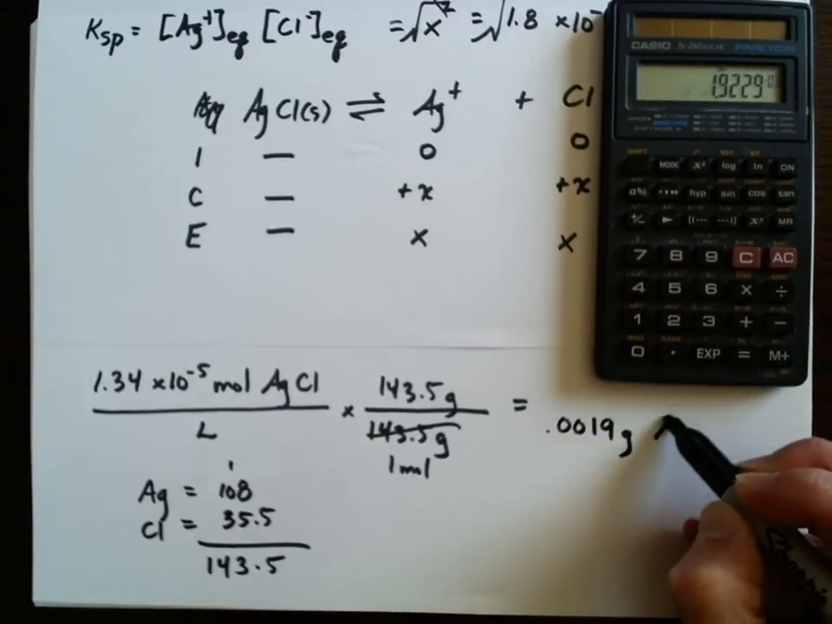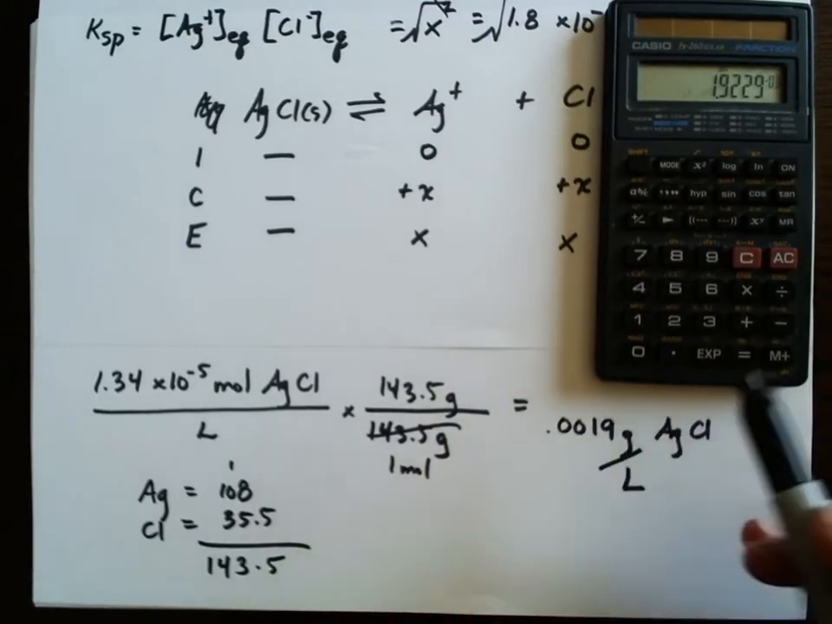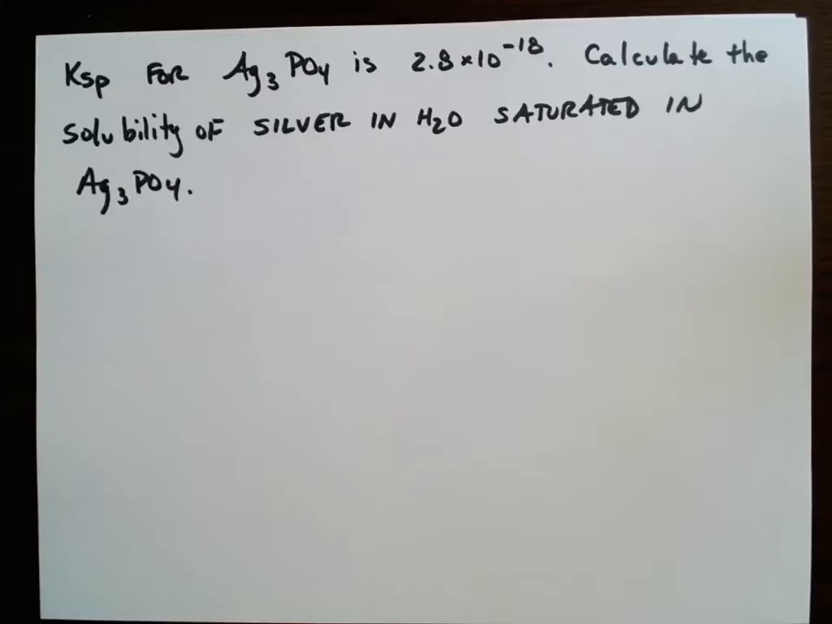0.0019 grams of silver chloride is going to be dissolved in every liter. Did I do that right? 1, 2, 3. Yep. Okay, so you know where I am. I'm on the Chapter 18B PowerPoint, and I have skipped to problem number 3 on slide 3 of the PowerPoint. I left problem number 2 for you to do.